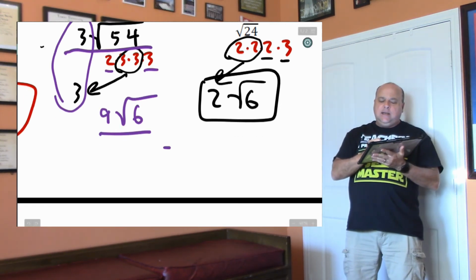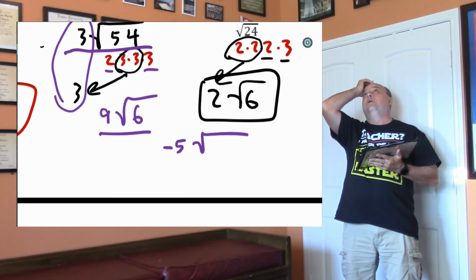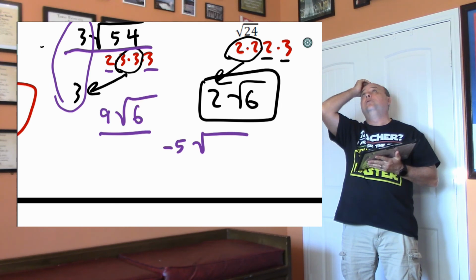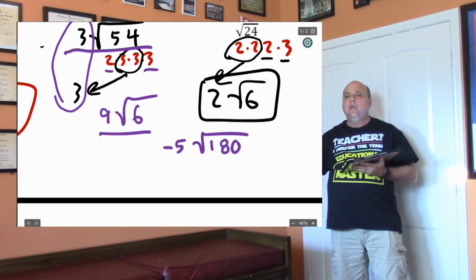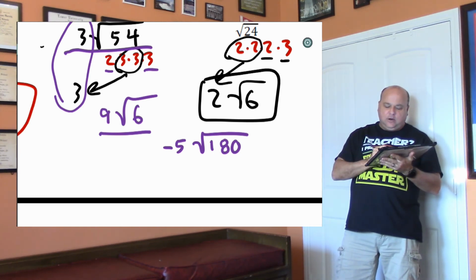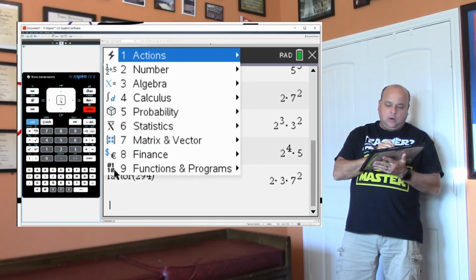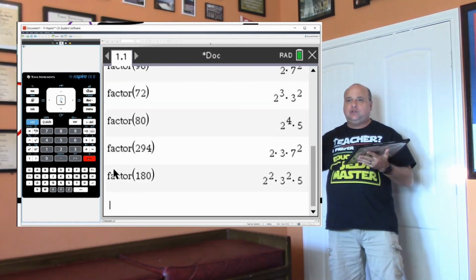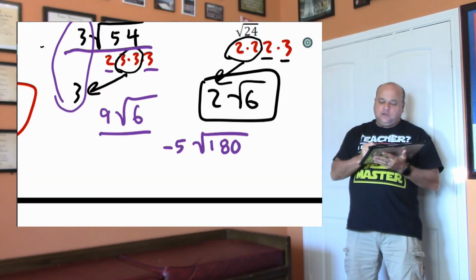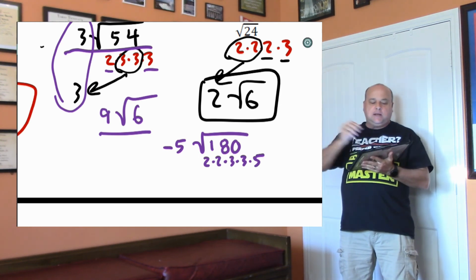We'll do one more. Let's do -5 square root of 180. Okay. So we're going to do menu 2, number, factor, 180, enter, and it's 2 squared times 3 squared times 5. Okay? So 2 times 2 times 3 times 3 times 5.